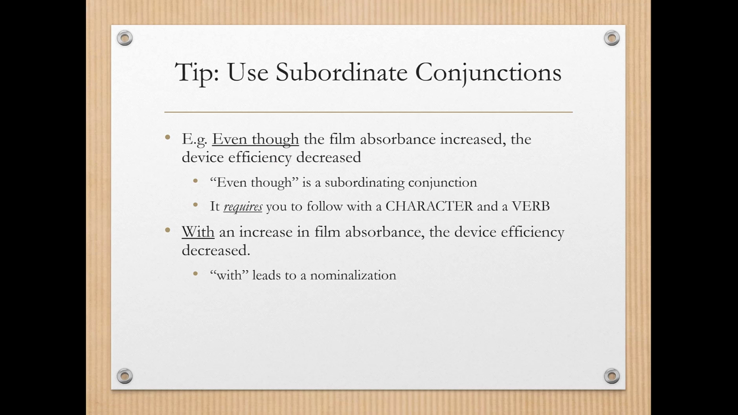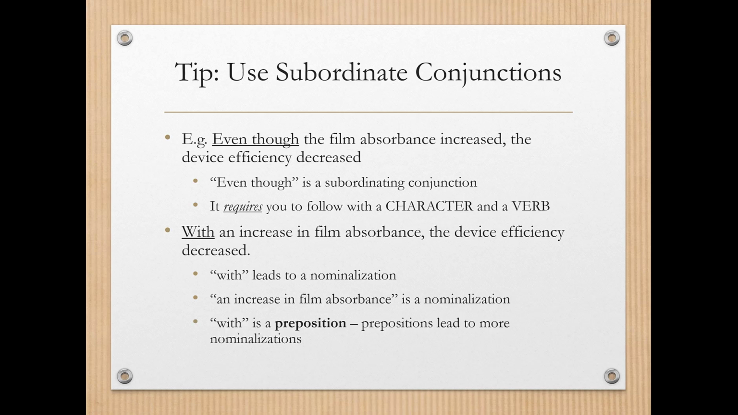And how do we know we have a nominalization? So with an increase in film absorbance. We'll note here that an increase is a noun. So that's the verb being described in terms of a noun. So with an increase in film absorbance, the device efficiency decreased. So that's our nominalization. And this with, by the way, is what we would call a preposition. And prepositions tend to lead us more to nominalizations.